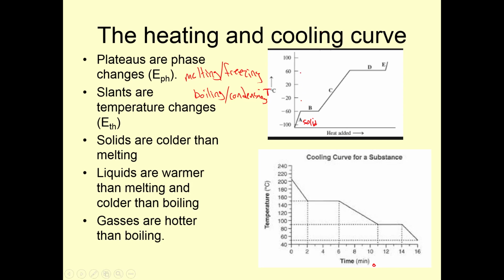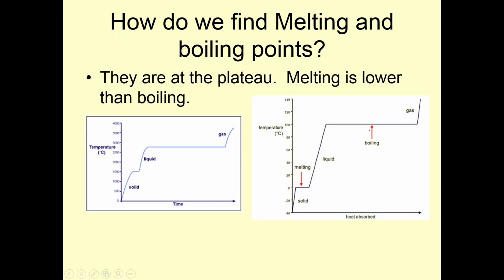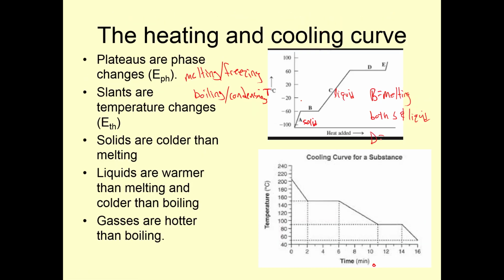Now if it's melting, it is both solid and liquid. C is pure liquid. D is boiling, and if it's boiling, it's both liquid and gas. And then E is just gas. So the plateaus are the phase changes. That's where we're going to see melting, freezing, or boiling, condensing.